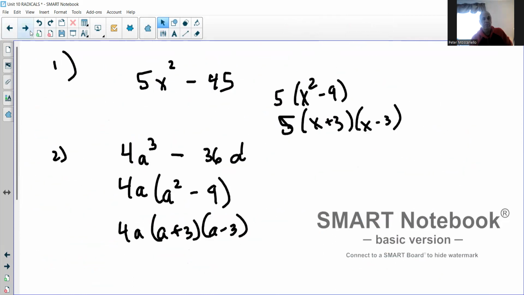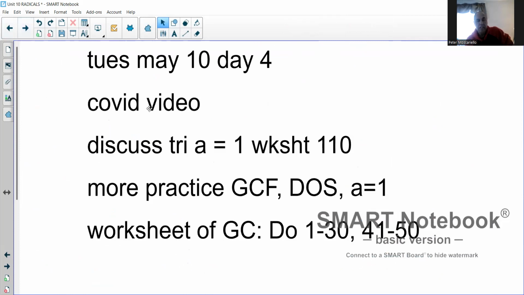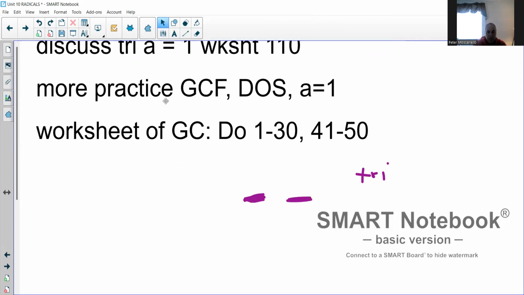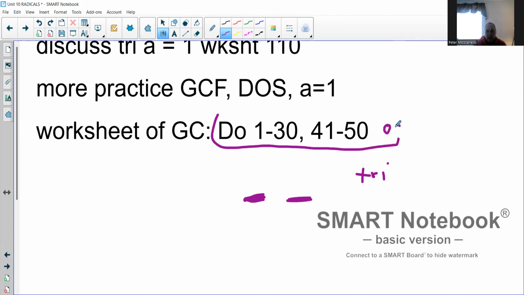Where is it? There it is. Tuesday's homework. We're going to do more practice on the three types of factoring you learned so far: GCF, difference of squares, and this is a trinomial. So there's no new topic, kids. What I want you to do is a worksheet, 1 through 30 odd and 41 through 50 odd. It's a worksheet posted on the GC. Let me see if I can pull that up for you. No, it's not there.